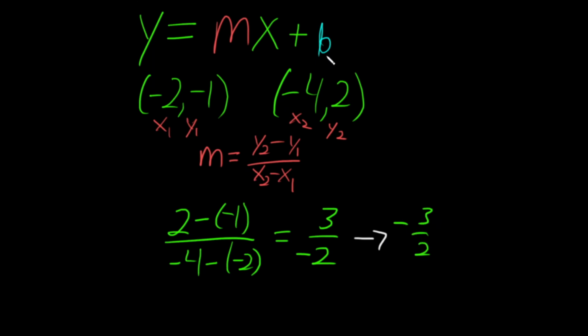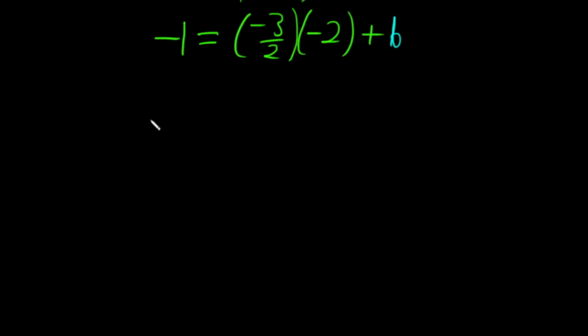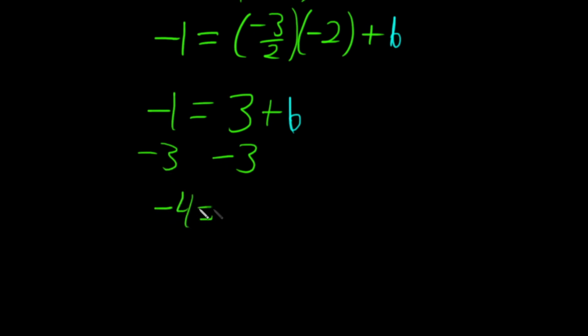Now that we have the slope, we can find the y-intercept by plugging in one of the 2 pairs of numbers into the y and x. Just be careful not to mix and match. If you use -1 for your y, you need to use -2 for the x. Let's use that point. Our y in this case would be -1 is equal to m, the slope, which is -3 over 2, times x, which was -2, plus b. We'll simplify. -1 is equal to -3 over 2 times -2 would equal 3, still plus b. And now we just need to subtract 3 from both sides, and we find that -4 is equal to b.